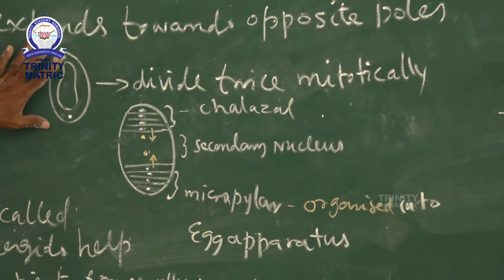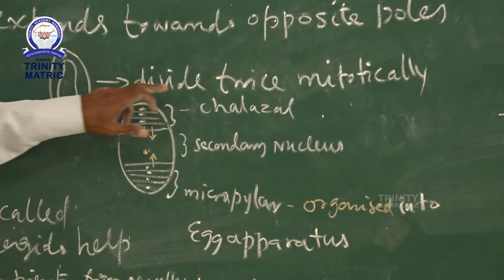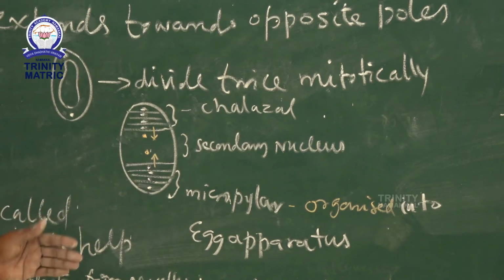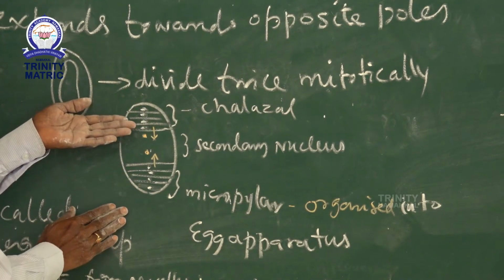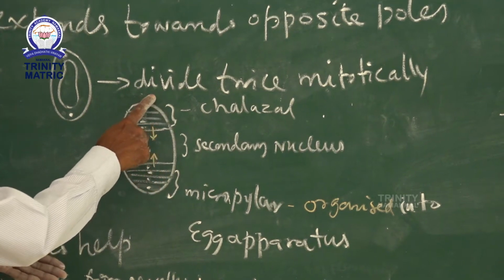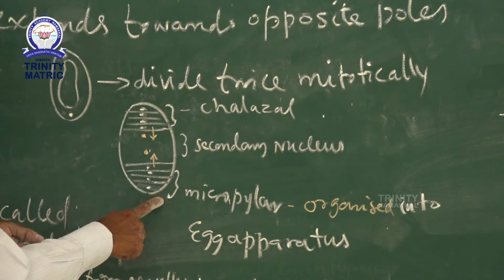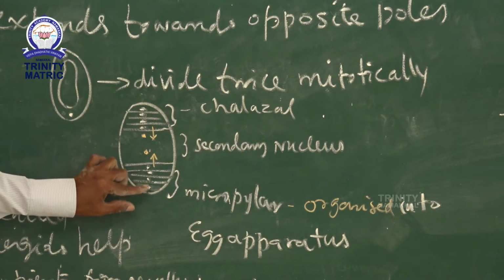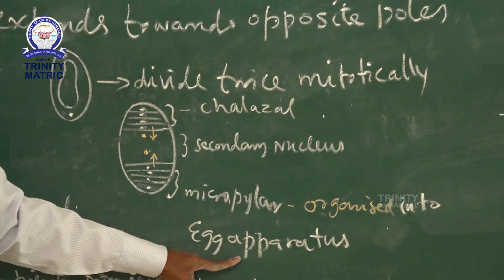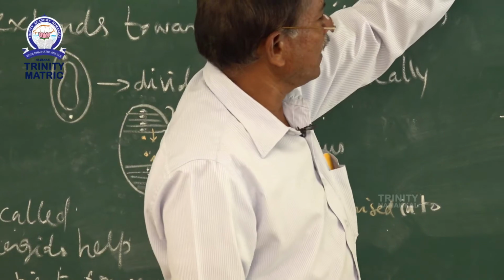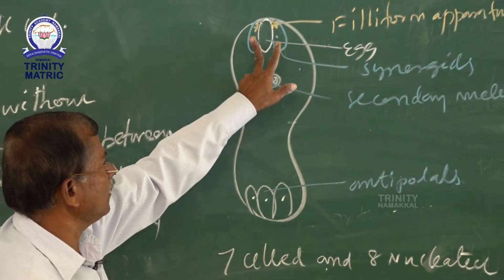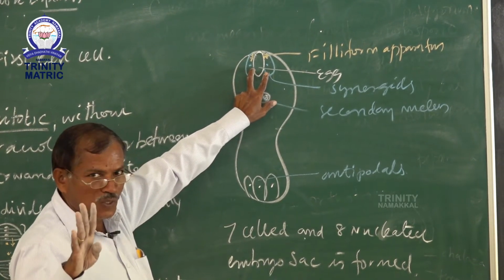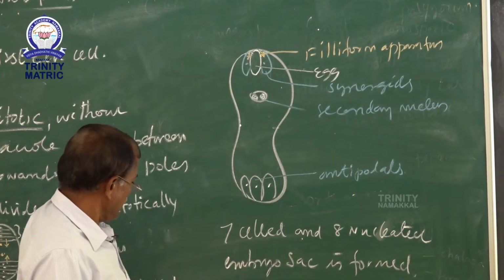The two daughter nuclei of the functional megaspore divide twice mitotically and give rise to four daughter cells. Four daughter cells move towards the chalazal end and four move towards the micropylar end. Of these four cells, the first three are organized into an egg apparatus. What is an egg apparatus? It consists of an egg cell and two synergids.